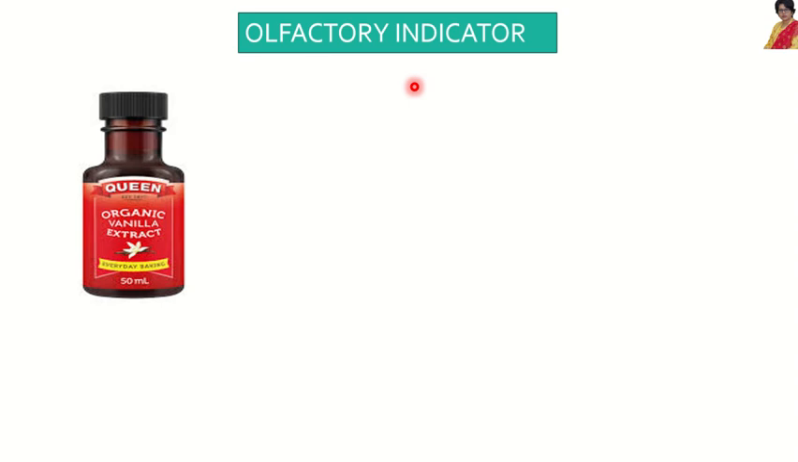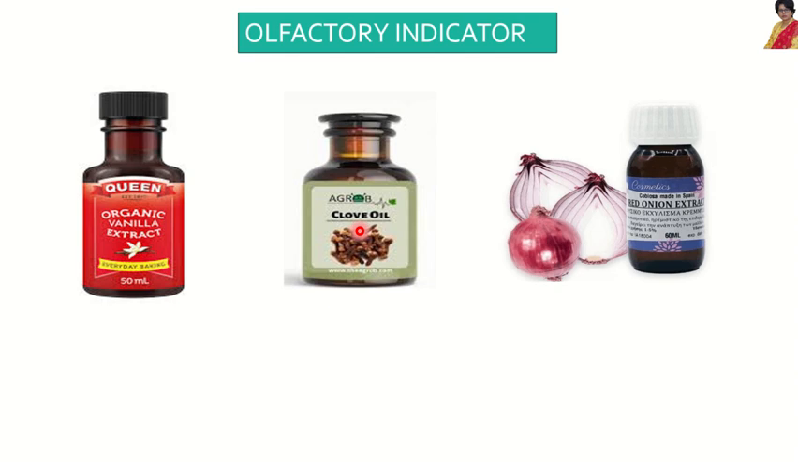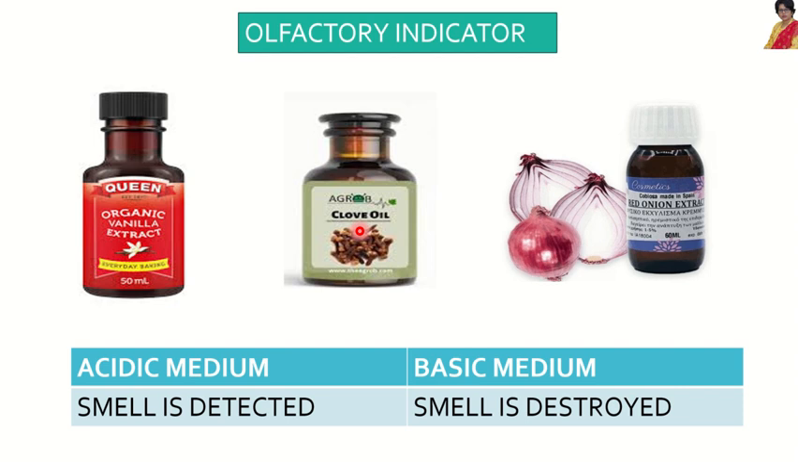Olfactory indicators. These indicators are those indicators whose odor or smell changes in acidic and basic medium. We have vanilla extract, clove oil, and onion extract. These are the olfactory indicators. Suppose I rub a small cloth strip with onion and then I put a small drop of acid on the cloth strip, what will happen? In acidic medium, we can find the characteristic smell of onion.